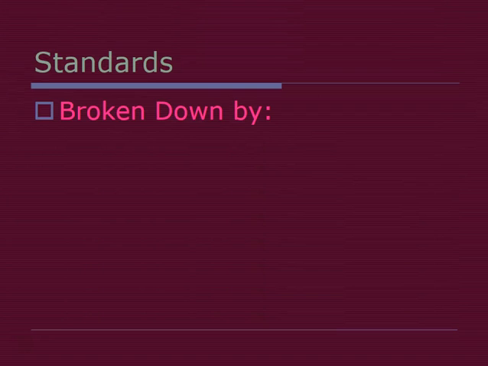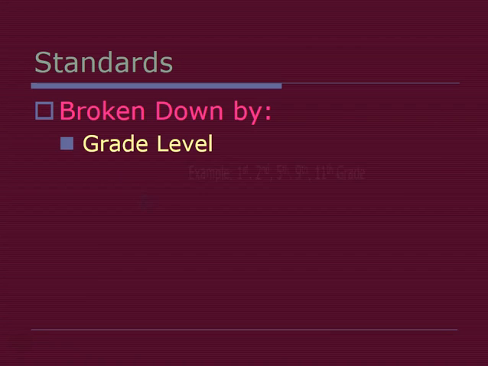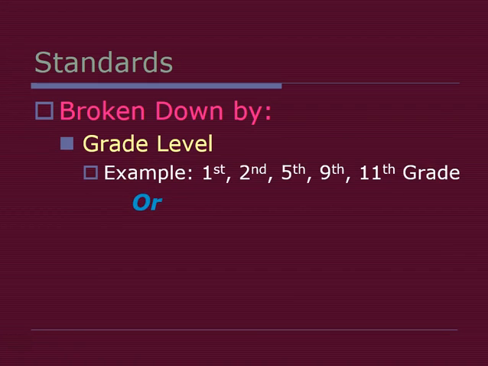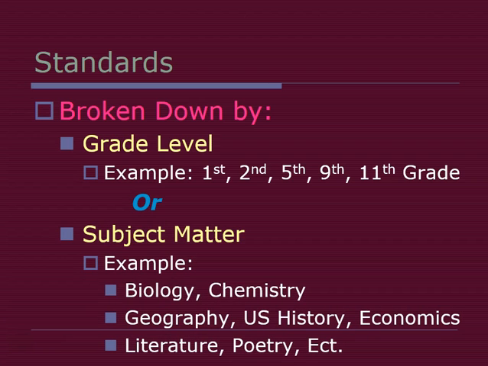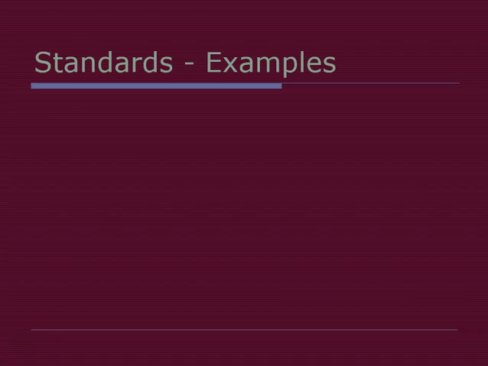Standards and benchmarks are usually broken down either by a course level or by grade level. So things that you should do at the end of first grade, at the end of second grade, at the end of 10th grade, or things that you should do by the time you finish a biology class or a chemistry class or a literature class. By the time you finish a class, you should be able to do these things.